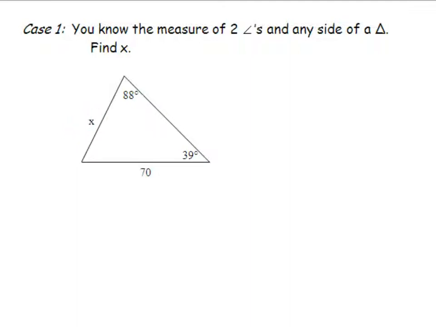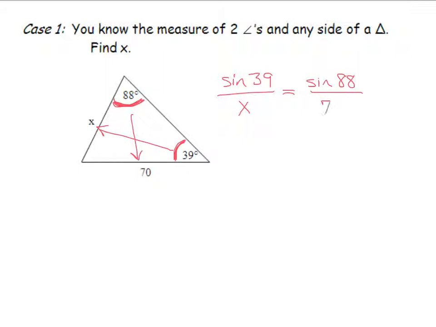So I told you what we're going to do is start off with an angle. So maybe I start off with the angle of 39 degrees. So I would take the sine of 39 divided by, and we're going to put it over its opposite side of x, equals, then we're going to take the other angle, which is 88 degrees, take the sine of 88 degrees and put it over its opposite side, which is 70. Now, what you have to do in this case is just solve for your variable. And the best way to do this is to go ahead and cross multiply. So when I cross multiply, I'm going to get x sine of 88 equals 70 sine of 39.